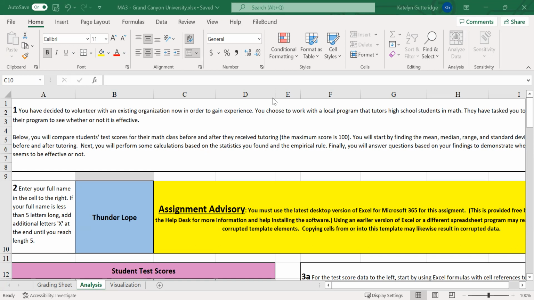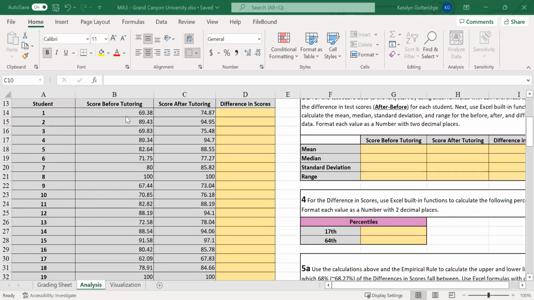On the Analysis tab, please make sure you start by entering your name under Part 2 in that blue cell. Your name must be at least 5 letters long. If your name is not 5 letters long, please fill in X's after your name until you have reached at least 5 letters. Once you have entered your name in, you will see your scores before tutoring and after tutoring generate in the gray cells.